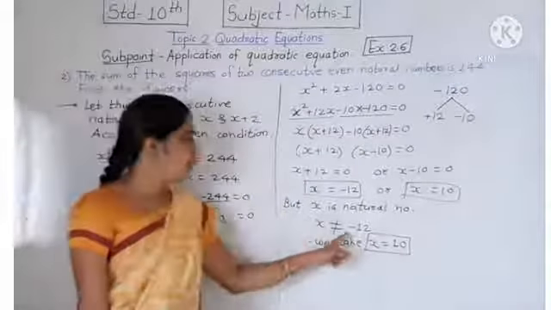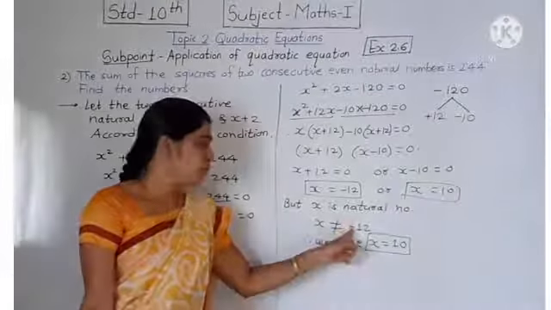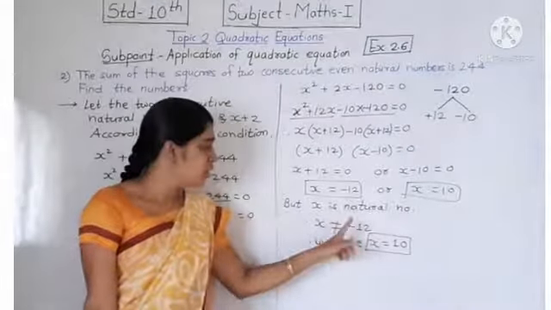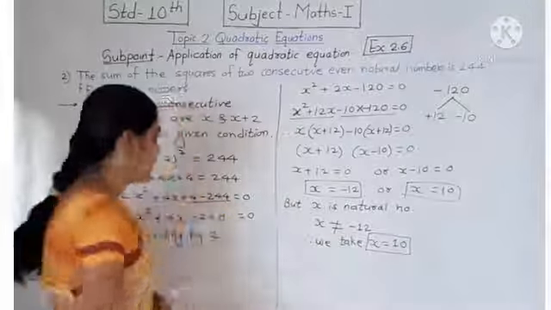Why do we not take minus 12? Because x is an even natural number. So minus is not a natural number. So we can't take x as minus 12. We take x is equal to 10.